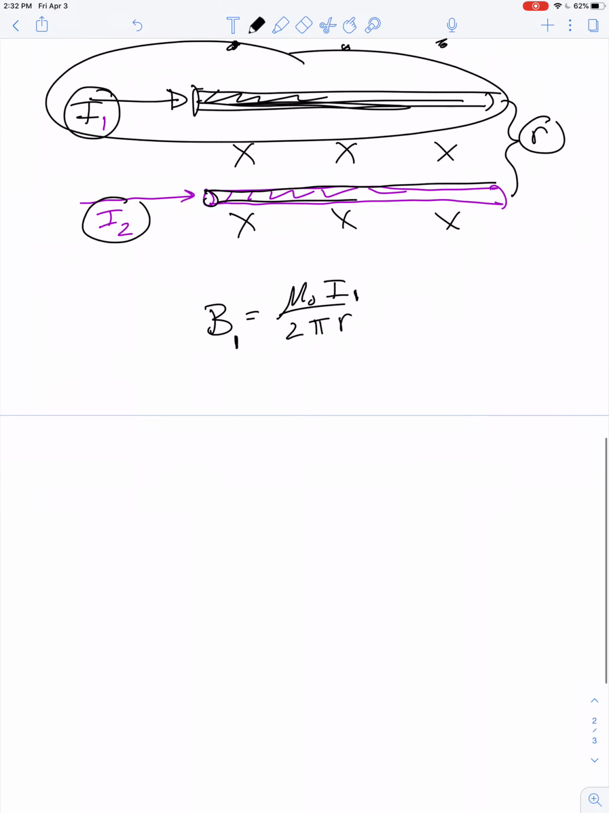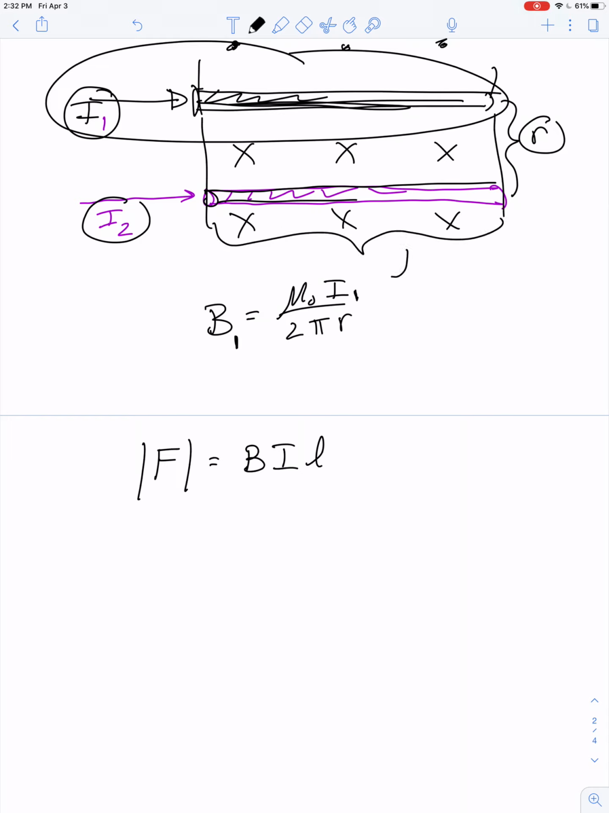So then we go back to the equations we know for force on a current carrying wire. The amount of force on a wire in a magnetic field is just equal to the field that it sits in times the amount of current times its length. So if these two wires are of the same length that we call L, then the force on wire number 2 is the magnetic field created by wire number 1 interacting with the current flowing in wire number 2.